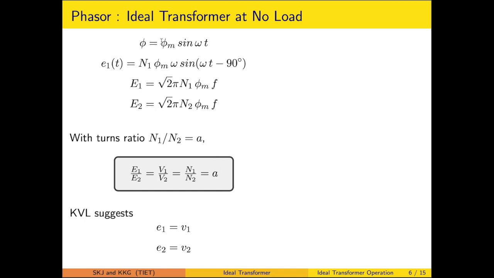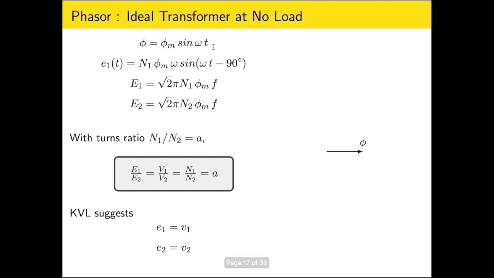This particular flux is taken as the reference, so let's say it is coinciding with the horizontal axis. Now this induced EMF E1 is lagging by 90 degrees to the flux. Similarly, E2 will also be lagging by 90 degrees to the flux. The only difference between E1 and E2 will be the turns ratio, or you can say the scale arrangement. So that lagging arrangement is drawn, likewise E1 and E2.